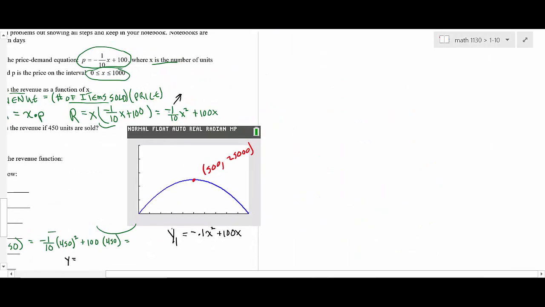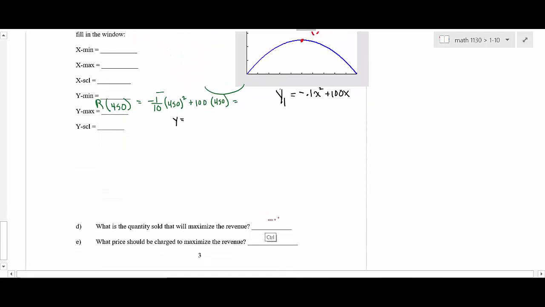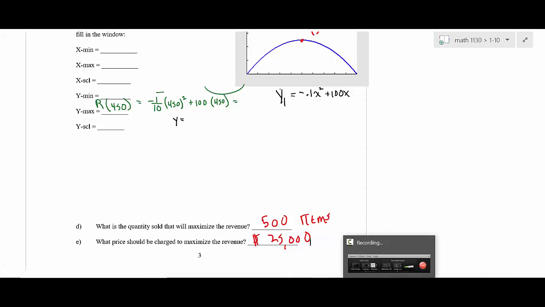So that's mainly what I wanted to go through on that. What you would end up having with this is the quantity sold would be 500 items, and then the revenue on that was 25,000. So that's your answer to your problem. That's pretty much what you're doing in that section.